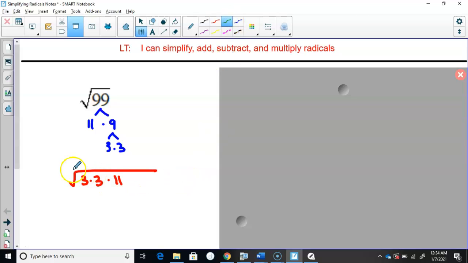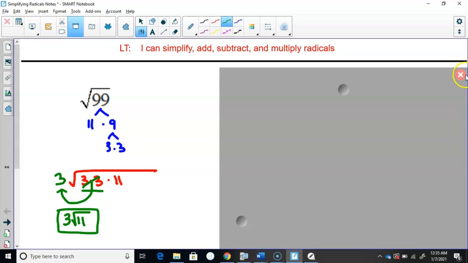Now what I want to do next is look for pairs of numbers. So I have a pair of 3s right here. Why am I looking for a pair? Because I'm dealing with a square root. Anytime we have a square root, we're looking for pairs. Because I have one pair of 3s, I get to cross this off and bring one 3 out. There's an 11 left over that is not a pair, so that stays inside of this root. So I'm left with 3 times the square root of 11. And this is simplified.